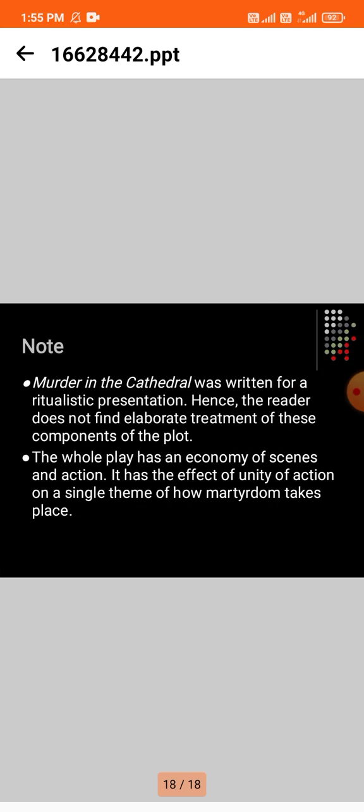The outcome. The play ends in tragedy with the murder of Thomas Becket. Thus, the protagonist, Becket, is overcome by the antagonist, yet he is a saint. Note: Murder in the Cathedral was written for a ritualistic presentation. Hence, the reader does not find elaborate treatment of these components of the plot. The whole play has an economy of scenes and action. It has the effect of unity of action on a single theme of how martyrdom takes place.